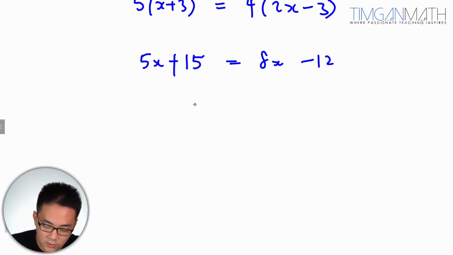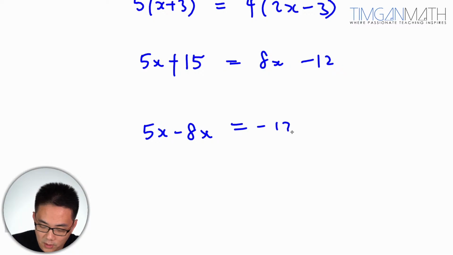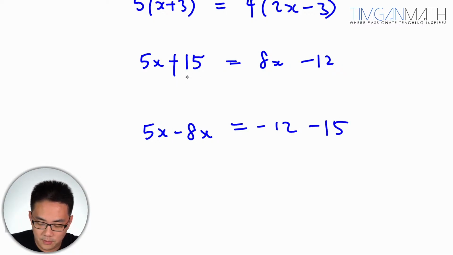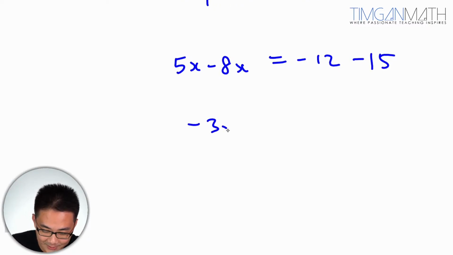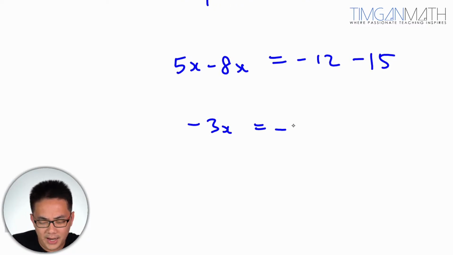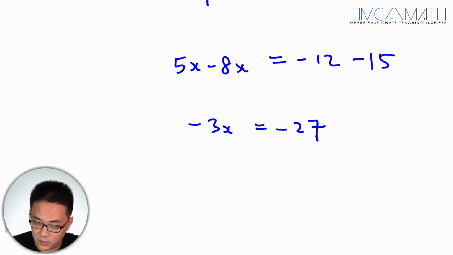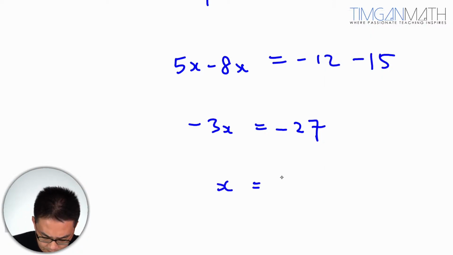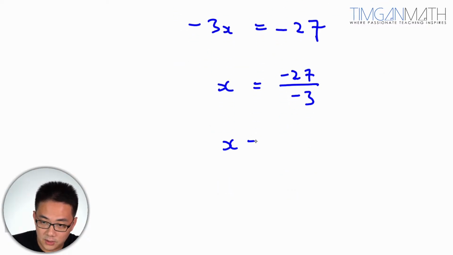Then you just bring x over to the other side. This is 5x minus 8x, so I brought the x over. Then the 15 brought to the other side will be minus 12 minus 15. So this is negative 3x equals minus 27. So negative 27 divided by negative 3 will be 9. So x equals 9.